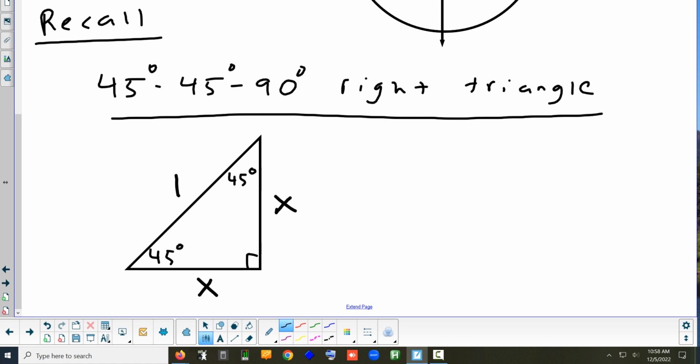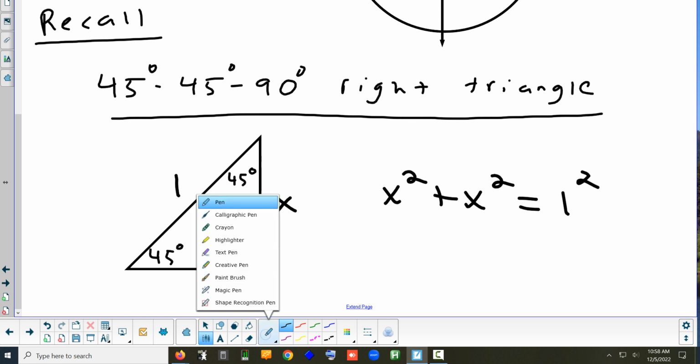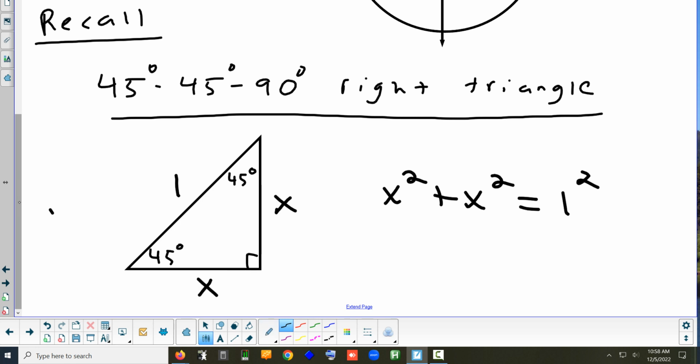Pythagorean theorem. Can somebody tell me how I would apply Pythagorean theorem to the values I have in that picture? X squared plus x squared equals 1 squared. Yep. X squared plus x squared equals 1 squared. And now, solve for x. Okay, so what's x squared plus x squared? 2x squared. Yeah. 2x squared.